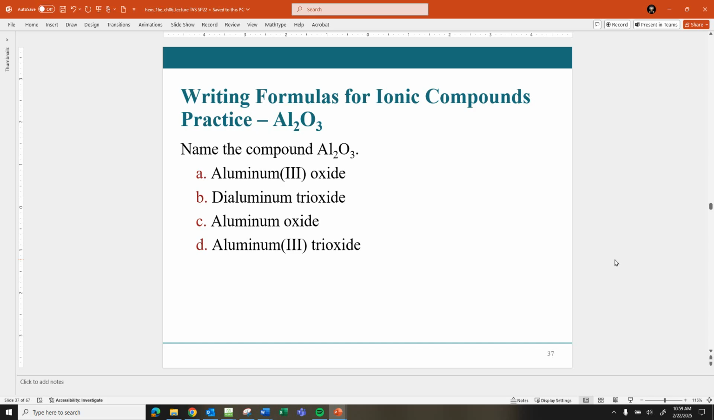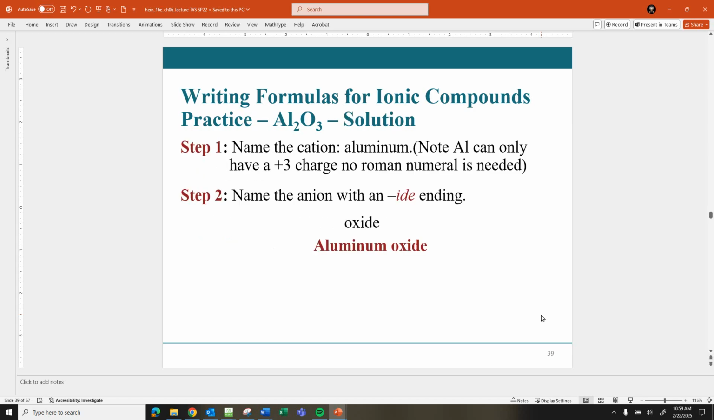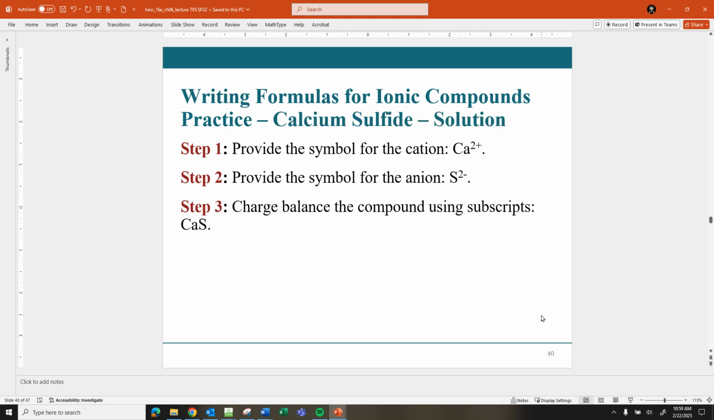So we got Al2O3. So we know that Al is aluminum and O is oxygen, which would become oxide. All you have to determine here is, do I need the Roman numeral like in A and D? Well, aluminum only has 1 single charge. So the correct answer is C. And then here is the solution for it. All right, here's another practice with calcium and sulfur.